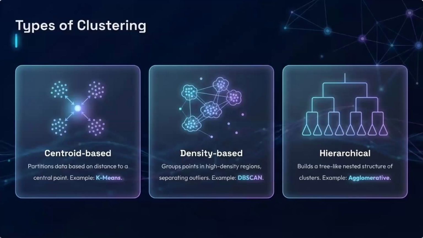And we have different types of clustering also. Centroid-based clustering, density-based clustering, and hierarchical clustering. Centroid-based is where k-means clustering comes into the picture, where based on a cluster centroid you calculate, and according to the centroid you try to create the groups.